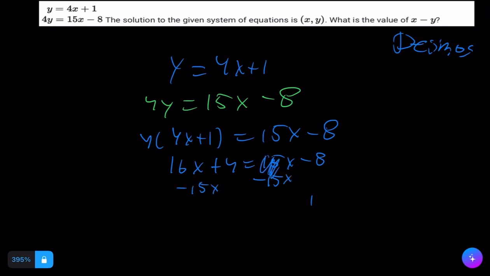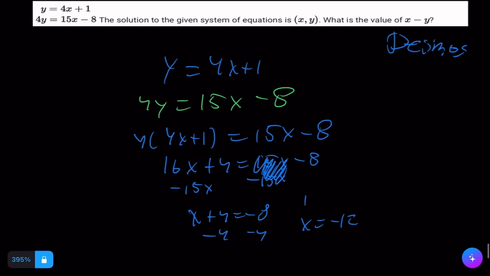the x's cancel out on the right side, and on the left side I'm going to get x by itself. So x plus 4 equals negative 8. If I subtract 4 on both sides, I get x equals negative 12. So negative 12 is my x value. And if I plug it into the first equation to get y, I get y equals negative 48 plus 1, which equals negative 47.